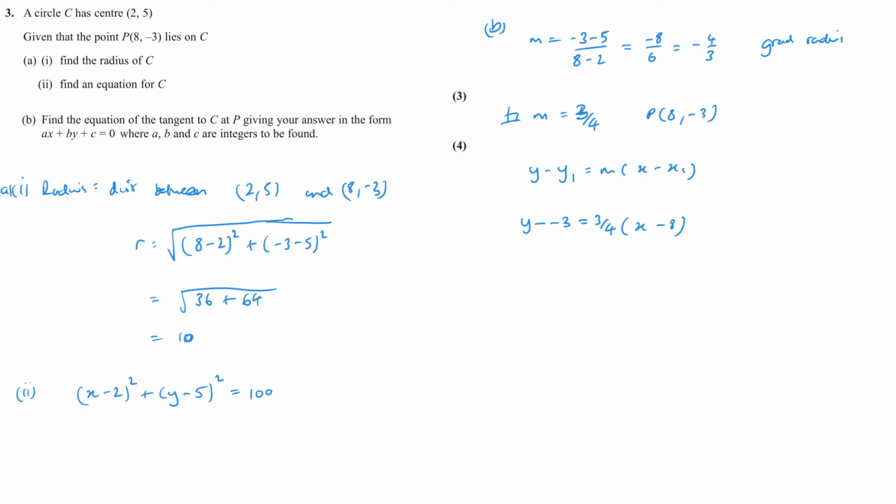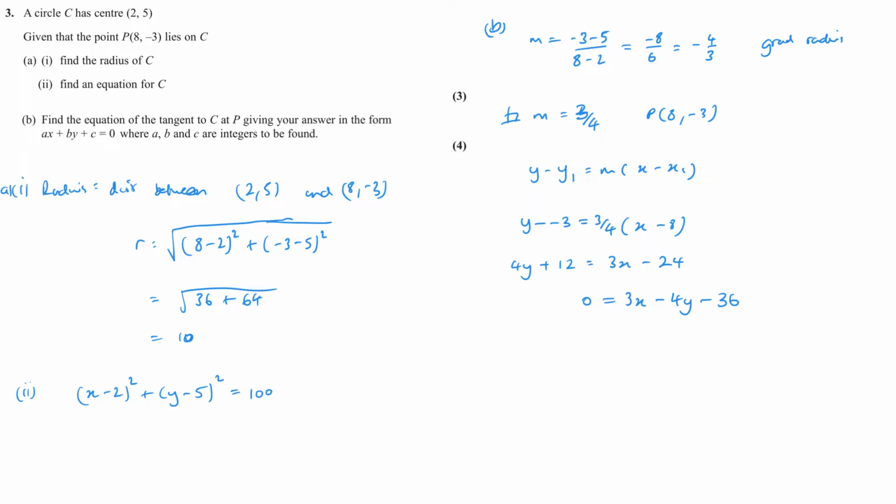So multiply by the 4 here first. So 4y plus 12 equals, and then we're going to do 3 times both of these. 3x minus 24. Take everything to the side the x is positive, which is the right hand side. And we get minus 36. And there we have it, 3x minus 4y minus 36.